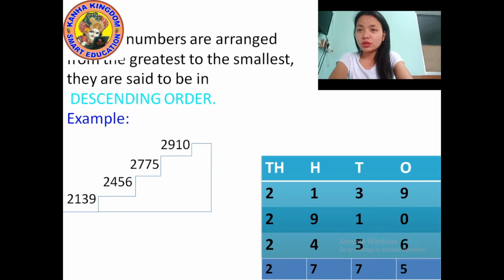See, I arrange these numbers from greatest to the smallest. 2910 is the greatest number. After this, 2775 is second greatest, and third greatest is 2456, and the smallest one is 2139. I arranged these numbers from greatest to the smallest to form a descending order. That means the numbers are in descending order form.